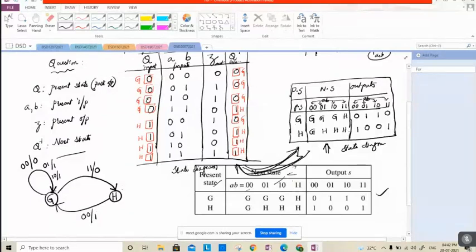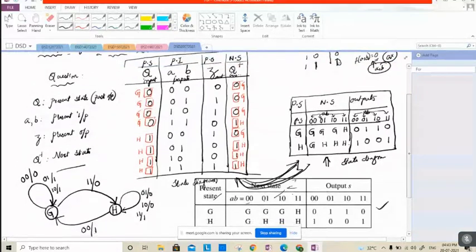In H, whenever it is 0, 1, what will be my next state? H and 0. If it is 0, 1, it is H and 0. If it is 1, 0, H and 0. If it is 1, 1, H and 1. So is this clear for you all?